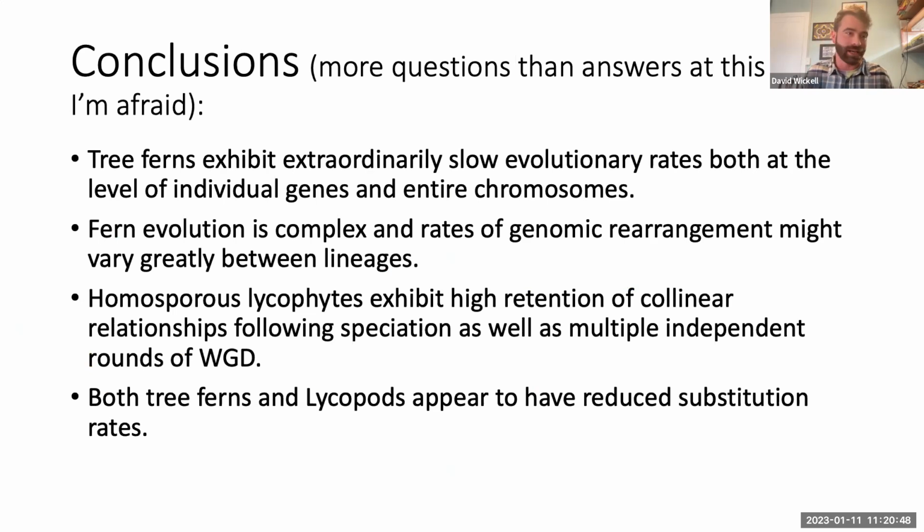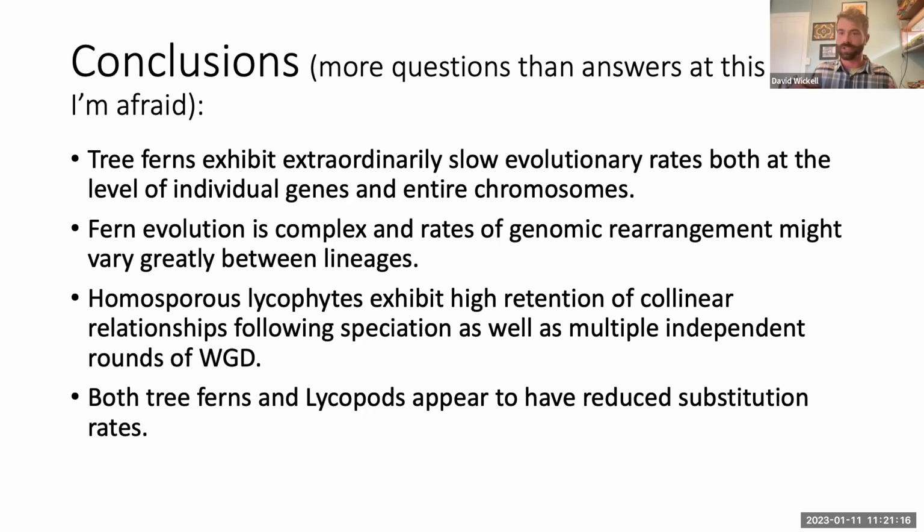All right, so I'm pretty short on conclusions here. I'm happy to hear what other people think about this, but basically, I hope that this lays a foundation for people to go on and do more nuanced work in these groups and really try to tease apart what's leading both to the higher chromosome counts generally in homosporous plants, but also this really low rate of rearrangement and recombination in these two groups that we've looked at.